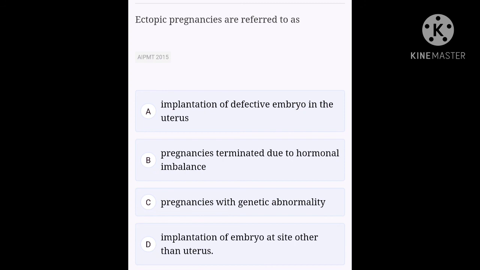Ectopic pregnancy is a complication of pregnancy in which implantation of embryo takes place at a site other than uterus. Signs and symptoms include abdominal pain and vaginal bleeding. Most ectopic pregnancies occur in the fallopian tube, which are known as tubal pregnancies. So at last the correct option is D, that is implantation of embryo at site other than uterus.